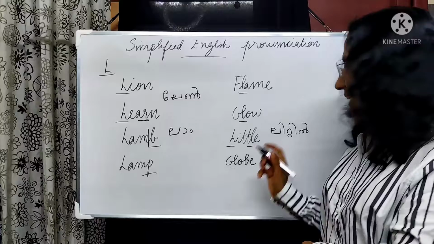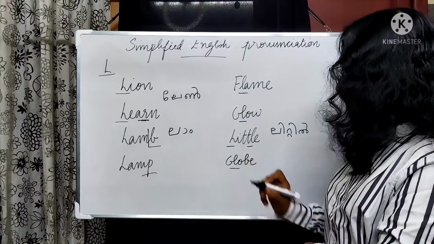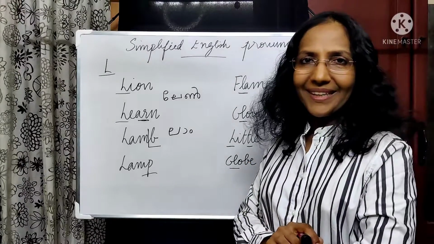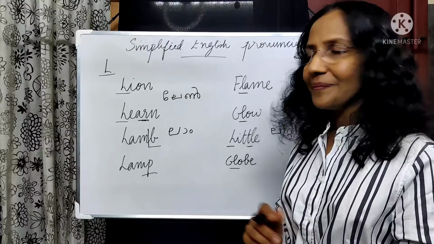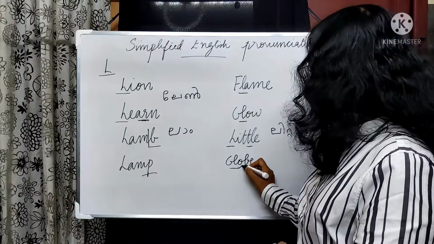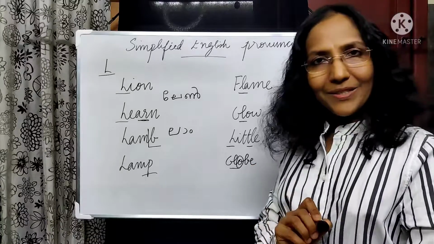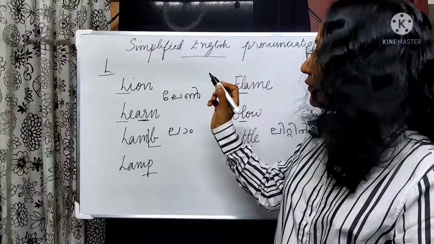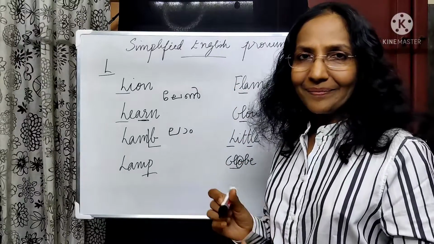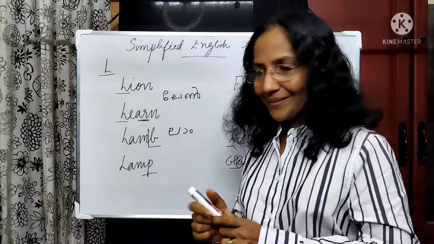Little. Okay, that's it. Now here we have another word. It's globe. We have that special O sound, which we'll be learning shortly. So that is the end of the phoneme L. Now we go to the next one.